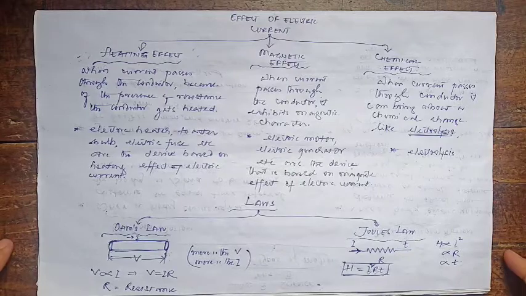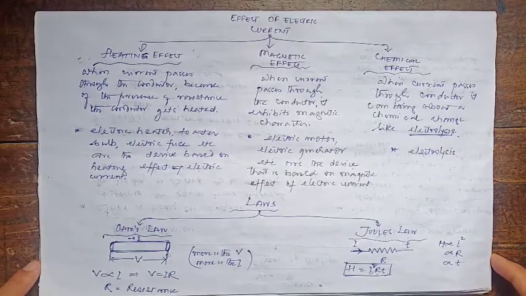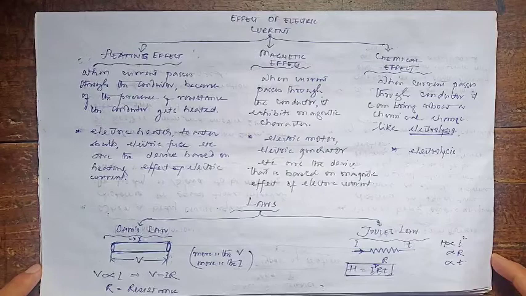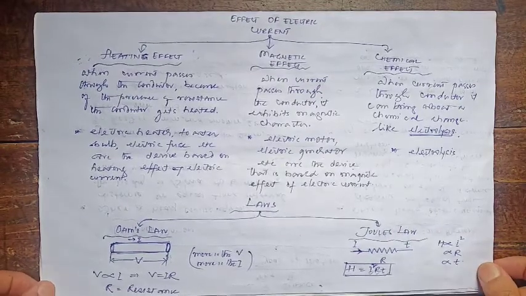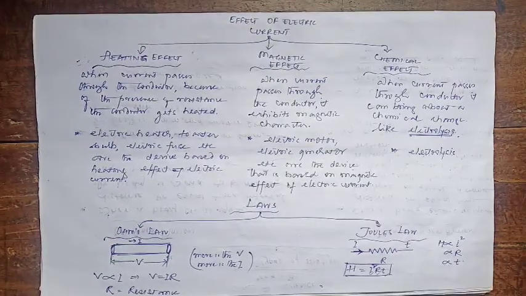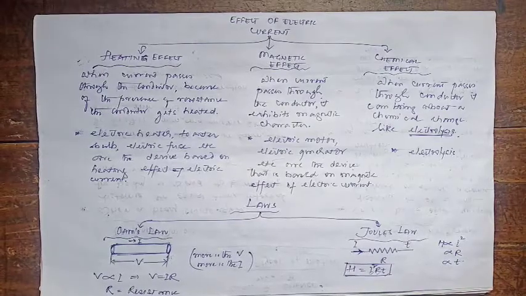Hello students, in this lecture we will discuss the effects of electric current. Three important effects of electric current are there. These are the heating effect, the magnetic effect, and the chemical effect of electric current. When current passes through a conductor, it gets heated. That's the heating effect of electric current.